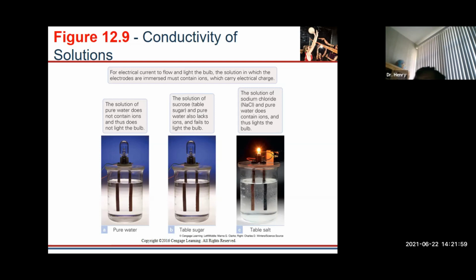Because you have that plus and that minus charge in solution, you're able to get flow of electrons. Because electricity is just the movement of electrons in a metal. And then now you're getting movements of electrons in solution by the plus and minuses being available for it to mess with.